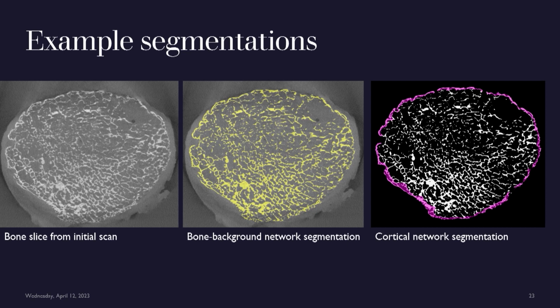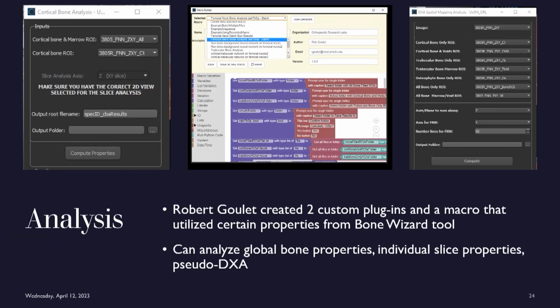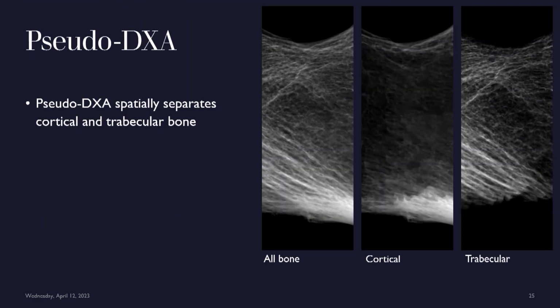So now we've got stuff segmented, that's great, but we need to actually do some analysis. We have Rob Goulet, who's our research computing expert. Wave, Rob. Okay. Everyone should have a Rob. He built 2 custom plugins using Python within Dragonfly, and also a macro that utilized some of the bone wizard properties. We use these to do global bone properties like bone volume fraction, look at properties based on individual slices, and then create our Pseudo-DXA images.